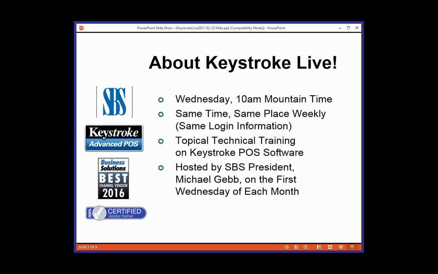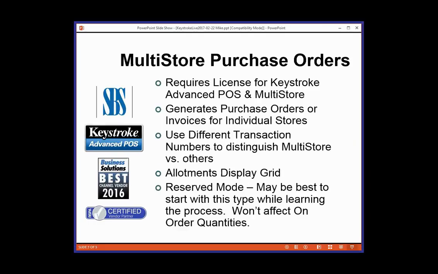So I'll go ahead and get started on multi-store purchase orders. A couple things to reiterate: besides having multi-store, to use the multi-store purchase order function, the main store has to have an advanced Keystroke POS license, and it's always recommended that the main store does have that for many of the other tools they can use. The stores are not required to have advanced POS to receive a multi-store order. It never hurts to have advanced everywhere so everyone can use all the tools.